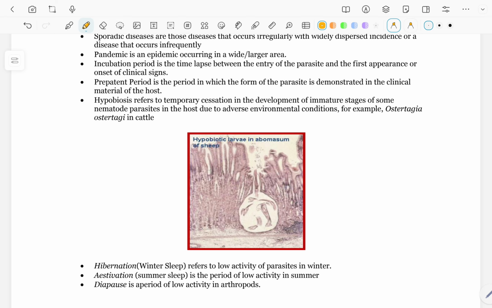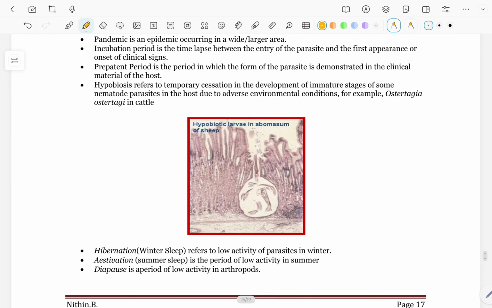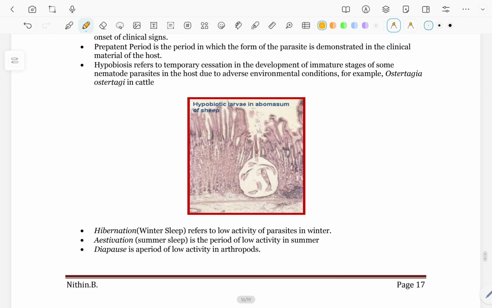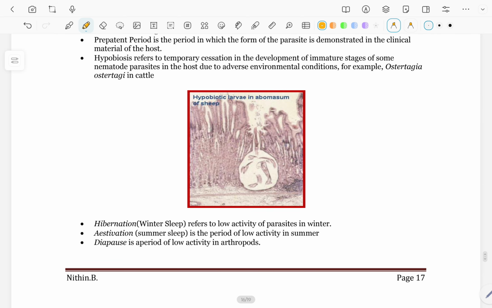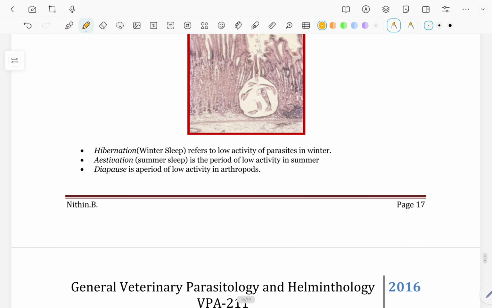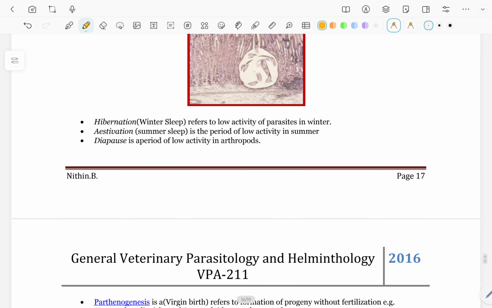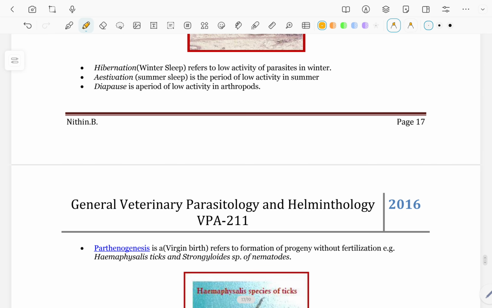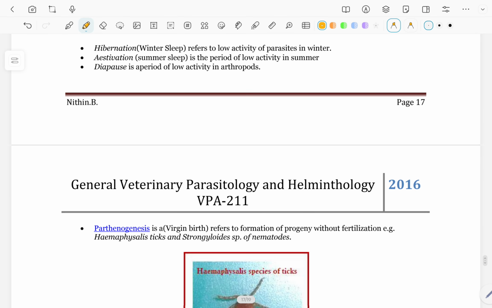Pre-patent period is the period in which the form of the parasite is demonstrated in the clinical material of the host. Hypobiosis refers to temporary cessation in the development of immature stages of some nematode parasites in the host due to adverse environmental conditions, for example, ostertagiasis in cattle. Hibernation, winter sleep, refers to low activity of parasites in winter. Estivation, summer sleep, is the period of low activity in summer. Diapause is a period of low activity in arthropods.